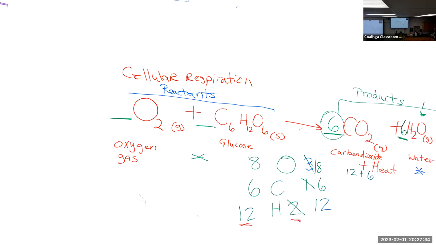Okay, you guys see that? Can you do one more time? I got 18, 12 plus 6. Yes, so 6 times 2, that's going to be 12. And then we have 6 times 1, so that's 6.